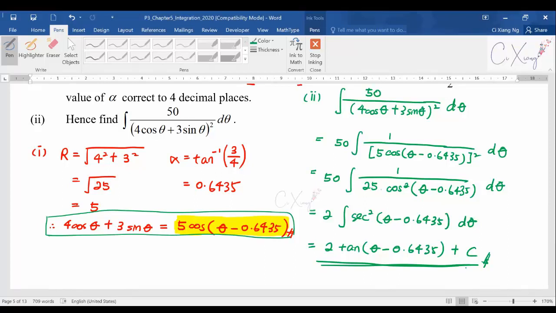So again, the style of the question for this part is something like this. First part is proving, second part is integration. So again, you have to practice a lot so that you know how to apply all the knowledge from the previous chapters, so that you can continue and get the answer in this kind of question.